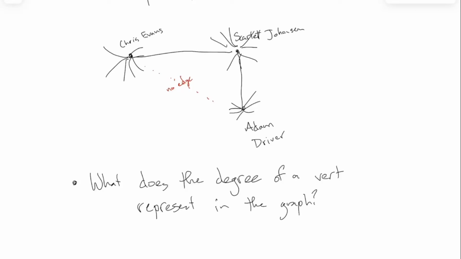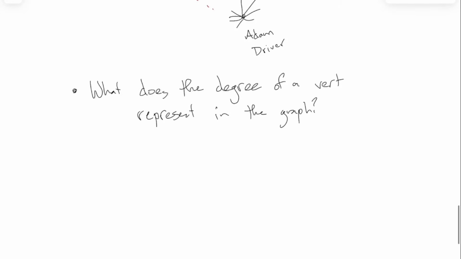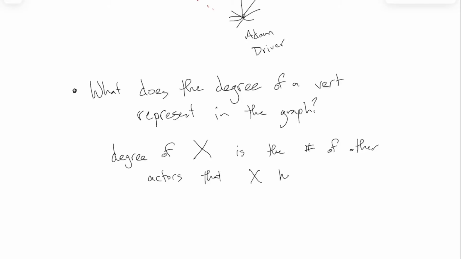Any thoughts? Yeah? Is it the number of times one actor has been in a movie with another? Yes, she says the number of times some actor has been in a movie with some other actor. That's true. So for instance, if I told you the degree of Chris Evans is 59, that means Chris Evans has been in movies with 59 other people. Actually, the true number would be far greater than that because every movie he's in has hundreds of other people. But anyway, that's what the degree represents. So the degree of some vertex, I'll just say X, is the number of other actors that X has appeared with.